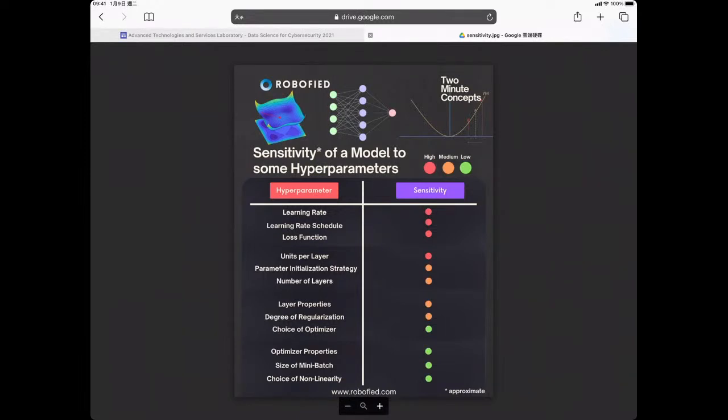For example, learning rate schedule, loss function. The right hand side is the sensitivity, which means if you try to fine tune those hyperparameters, how sensitive those hyperparameters are. If you change a value with high sensitivity, that means your model changes a lot. So you can more quickly tune your model to fit your data. However, as we mentioned before, sometimes we have some problem called overfitting or underfitting.